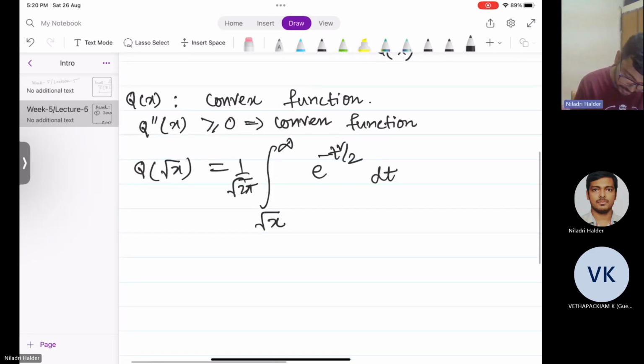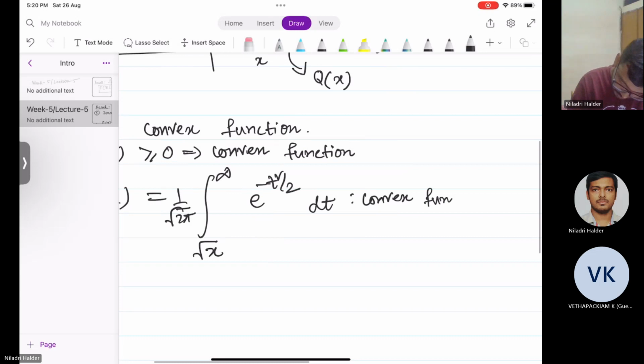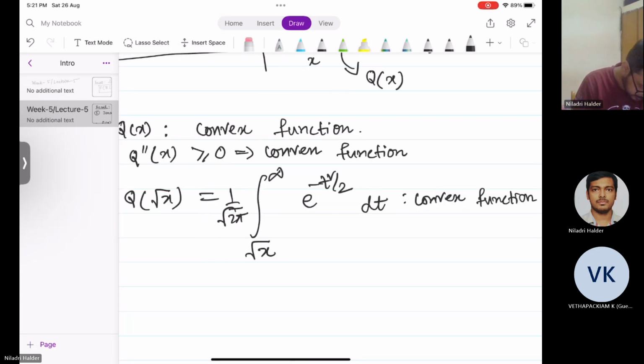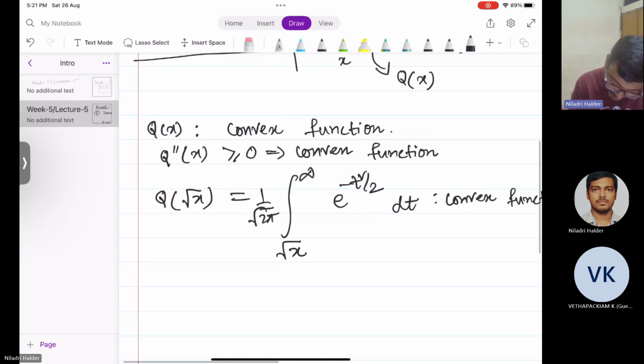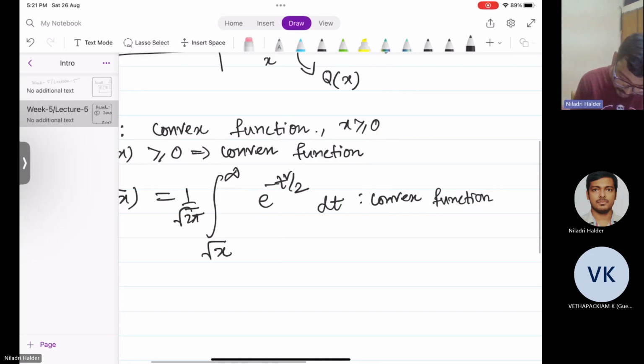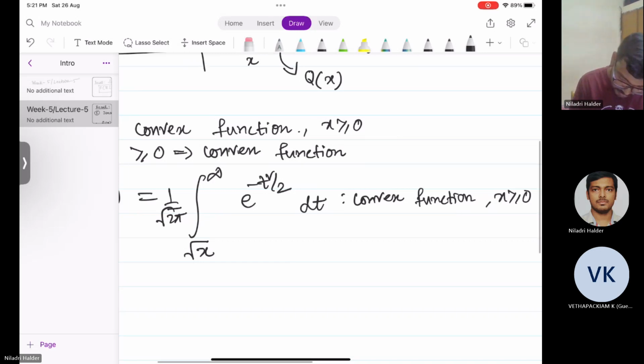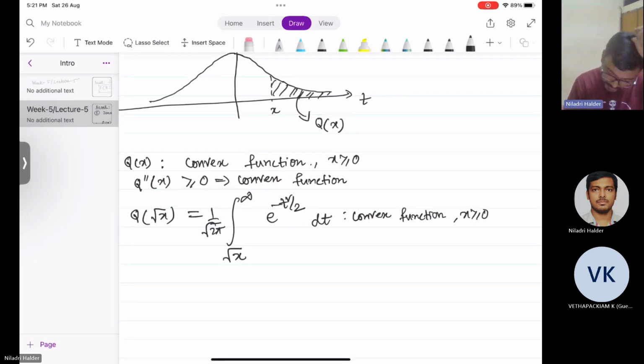So this is also a convex function. But the condition is that x should be greater than or equal to 0. So it is a convex function for x greater than or equal to 0.